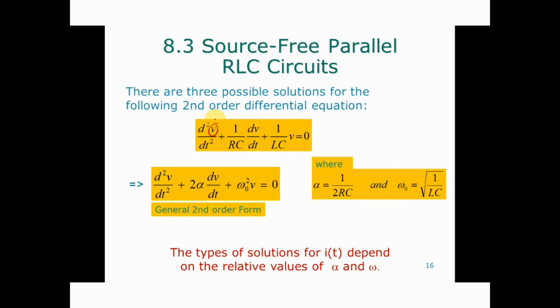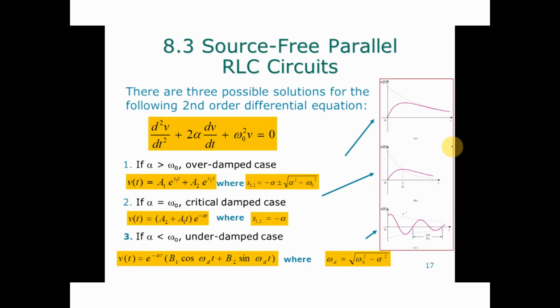And alpha is different. Alpha for the parallel is 1 over 2RC, whereas for the series, what is it again? It's R over 2L or something? Yes. Okay. And omega 0 is the same. So this is the same as the series.